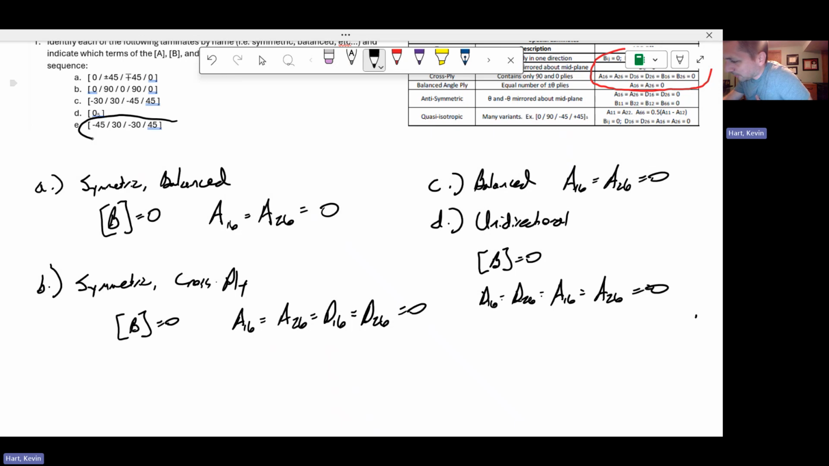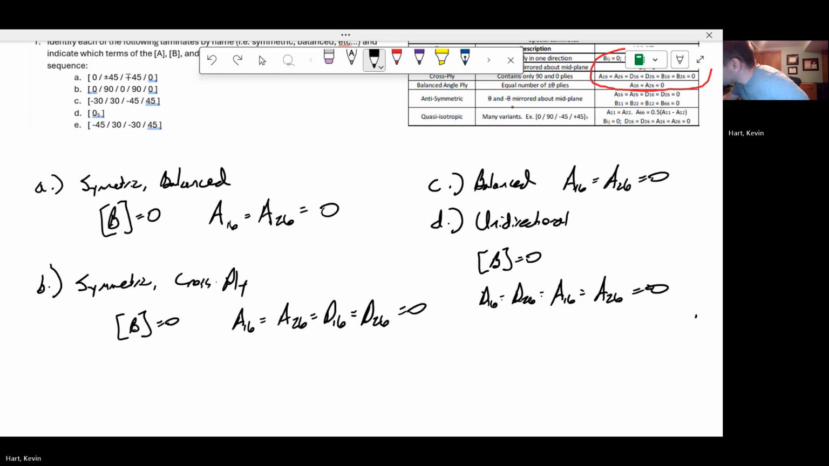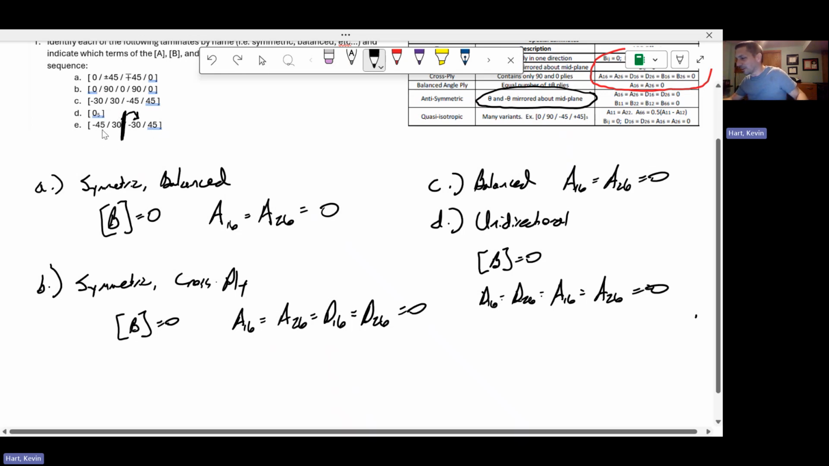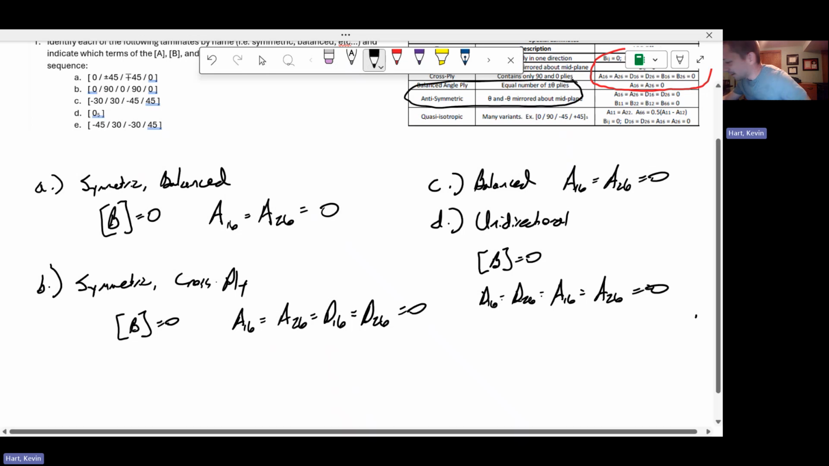This one's a bit tricky as well. -45, 30, -30, 45. This one is antisymmetric. Antisymmetric is a specific classification as well. With antisymmetric, you have theta and negative theta mirrored about the midplane. So here's our midplane. We have -30 being mirrored by +30, and +45 being mirrored by -45. So this is an antisymmetric composite. It's also balanced because we have an equal number of plus and minus theta plies. So it is both balanced and antisymmetric, this E, right?